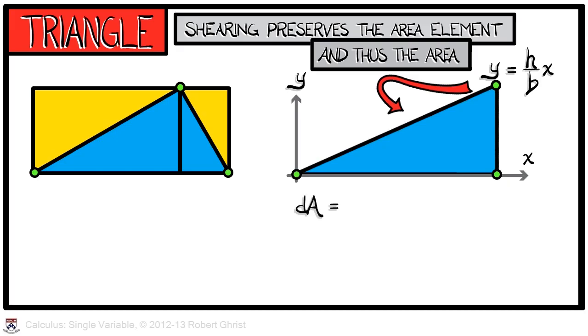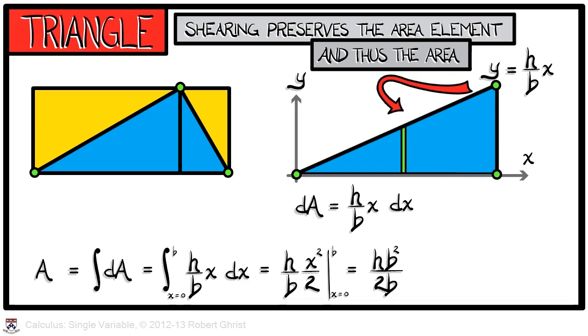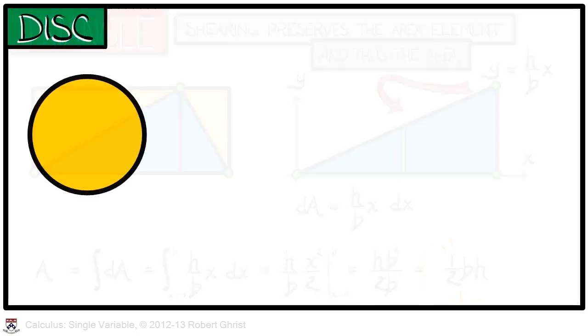Now let's consider a slightly different area element, this one vertical. The height of that vertical strip is going to be, from our equation for y, h over b times x. The thickness is dx. And thus, computing the area as the integral of the area element, what do we get? We get the integral of h over b x dx as x goes from 0 to b. And now, what do we see? Well, h over b is a constant. x integrates to x squared over 2. Evaluating from 0 to b gives h b squared over 2b minus 0. Simplifying, we get 1/2 base times height. Very simple.